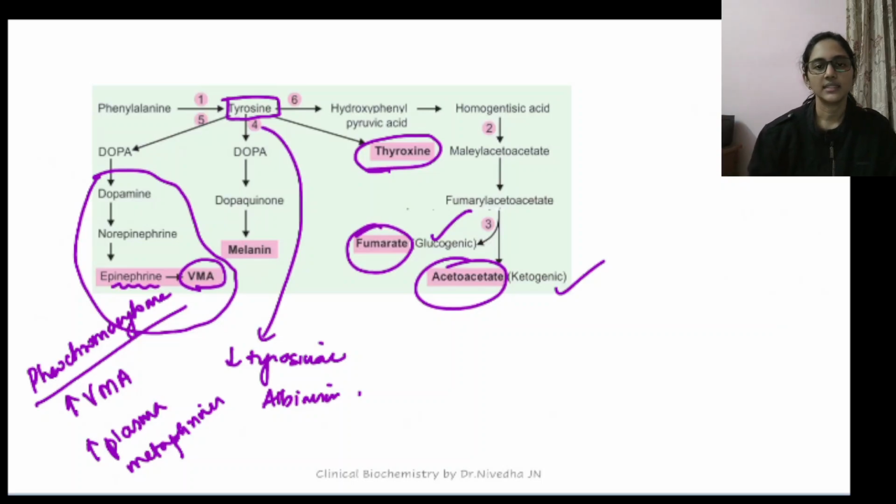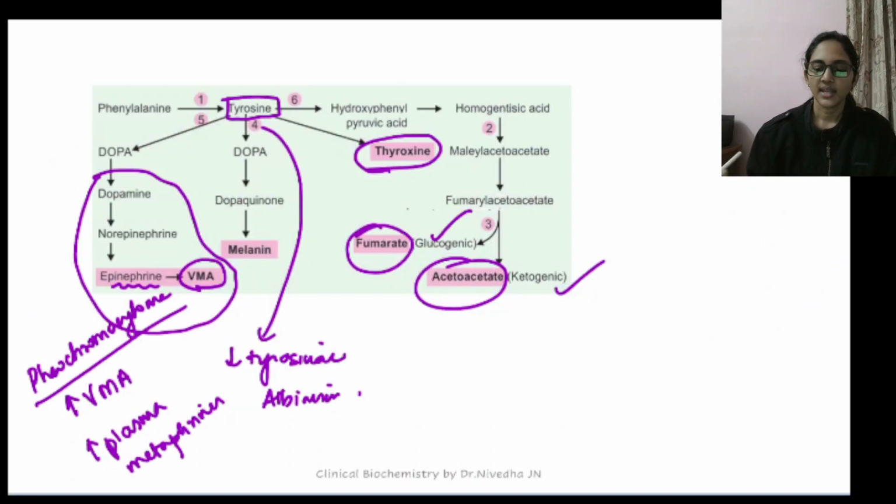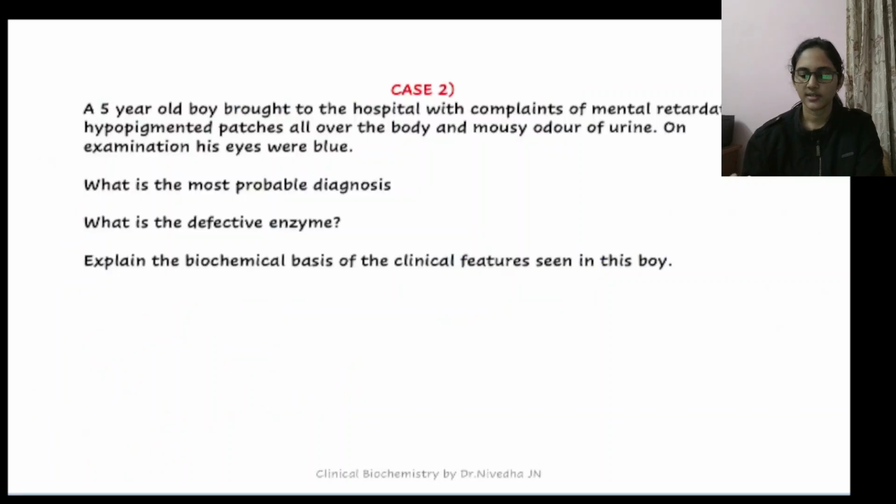All right. So these are the products again. Add a note on the special products formed from tyrosine, that also we have seen. Catecholamines, then melanin, thyroxine. All right. Yes. So this is about your tyrosine metabolism. So this is how you have to understand it. So just focus on these points when learning these tyrosine disorders, right?